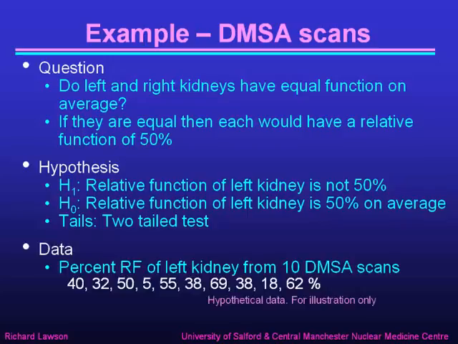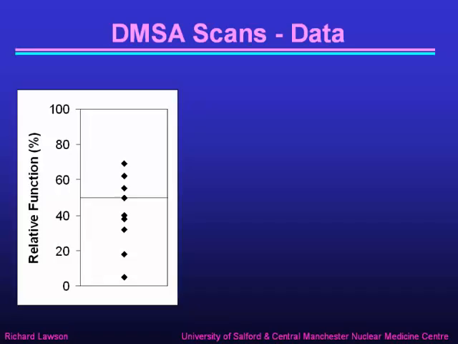Here's some data. Let's suppose we've got measurements of the percentage relative function of the left kidney from 10 patients who had DMSA scans. And we got 40%, 32%, 50%, 5%, 55%, 38%, 69%, 38%, 18% and 62% from these 10 patients. This is hypothetical data that I've made up for illustration purposes only. So here's what the data would look like.